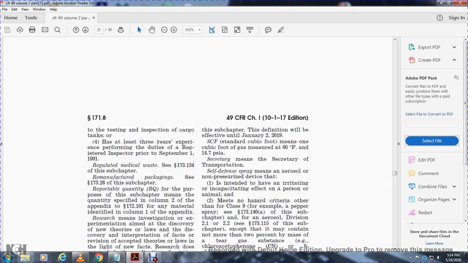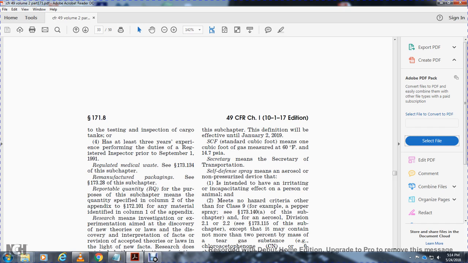This subchapter defines terms that will be effective January 1st, 2019. SCF, the standard cubic foot, means 1 cubic foot of gas measured at 60 degrees Fahrenheit and 14.7 PSI. Secretary means the Secretary of Transportation. Self-defense spray means an aerosol or non-pressurized device that is intended to have an irritation and incapacitation effect on a person or animal.